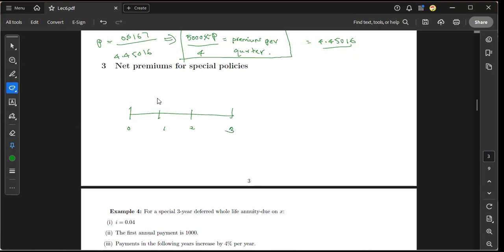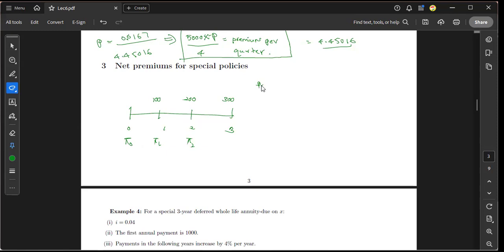So the benefit is 100, the benefit is 200, and the benefit is 300. The death occurs within the first year, second year, or the third year. And the premium can be 50, 51, and 52. So that means you pay 3 different premiums and you get 3 different benefits.